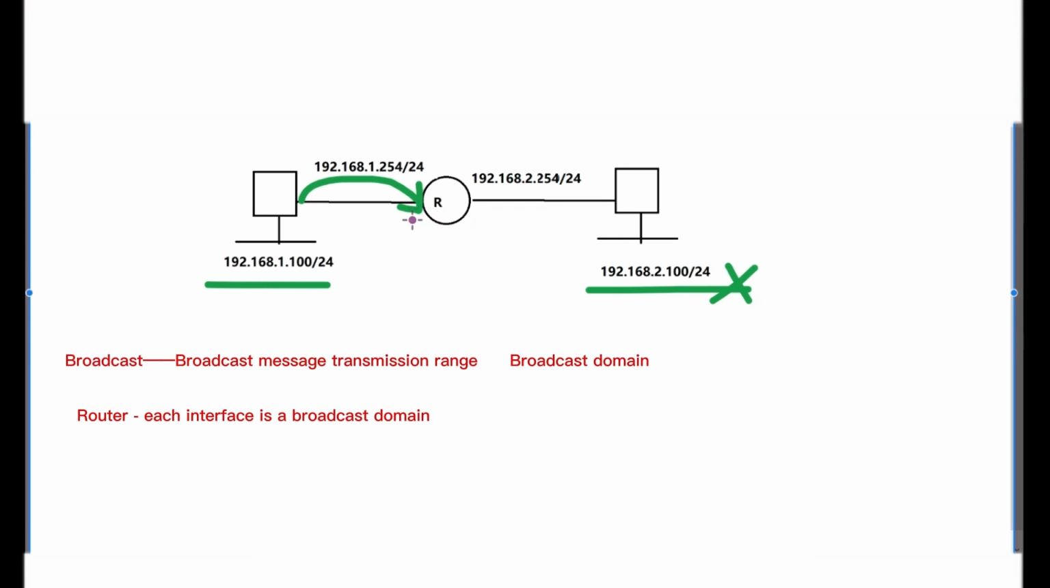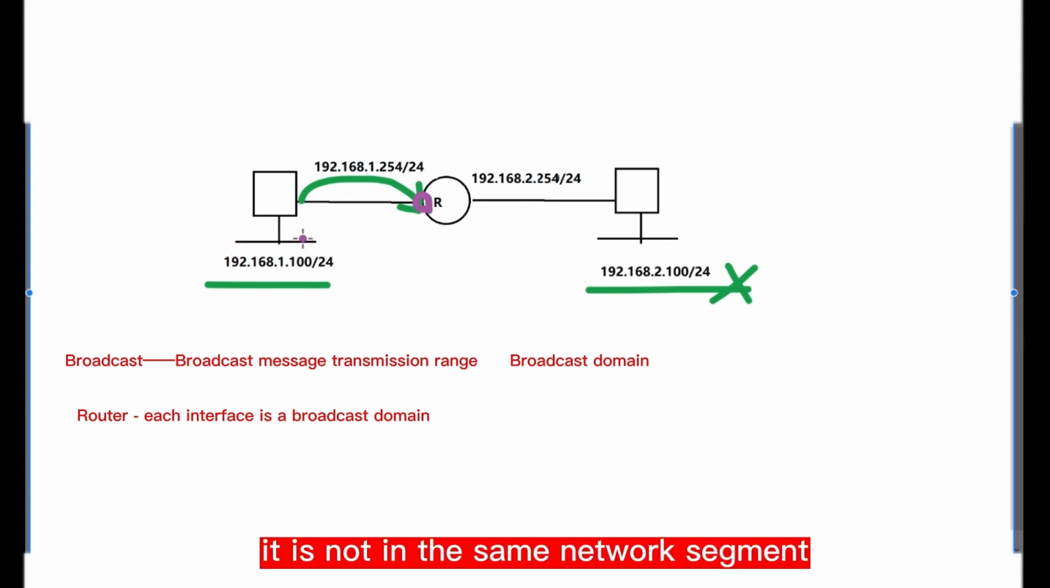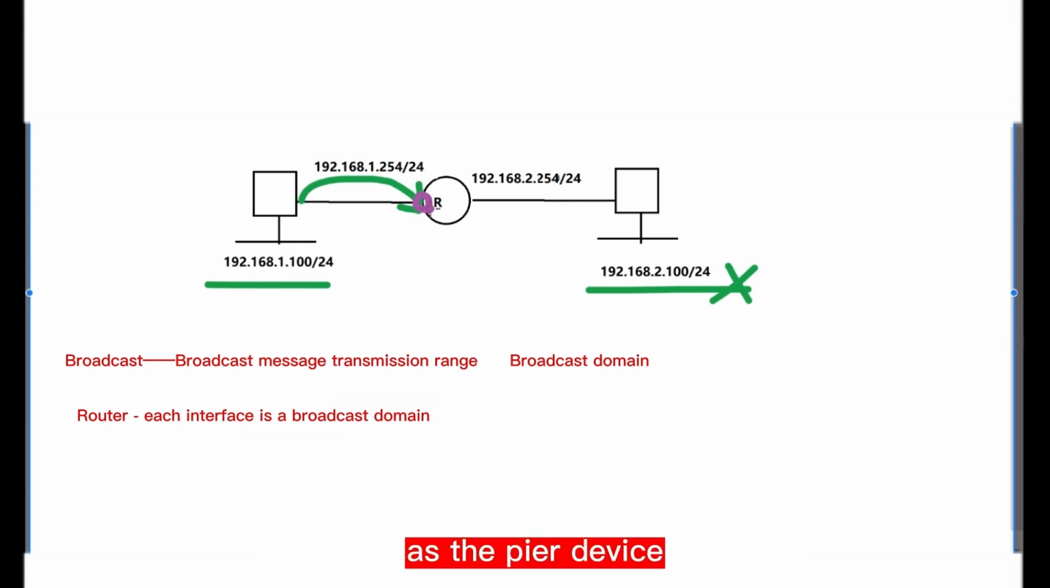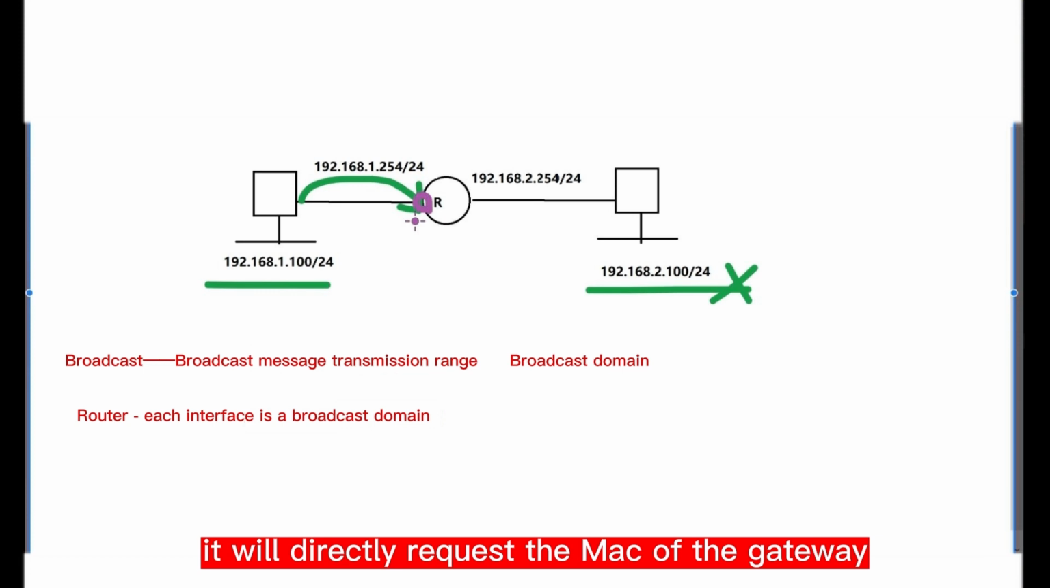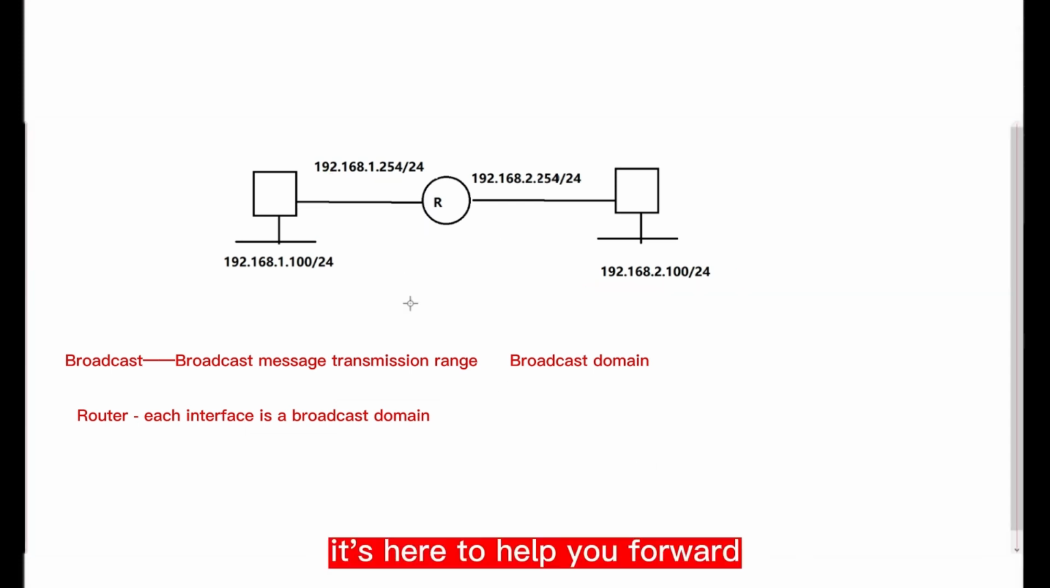Because for PC access across network segments, it will go to the gateway. This is its gateway. Since the PC now knows it is not in the same network segment as the peer device, as long as a gateway is configured on the PC, it goes to the gateway. It will not look for the address of the peer device. It will directly request the MAC of the gateway. The gateway will respond accordingly. So if the data crosses network segments, the data will go to the gateway, which helps you forward it.